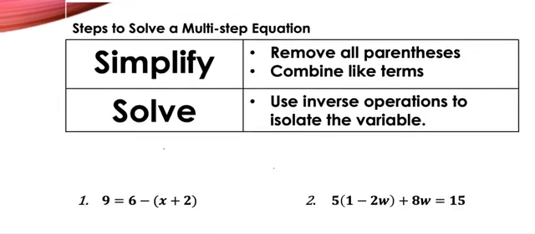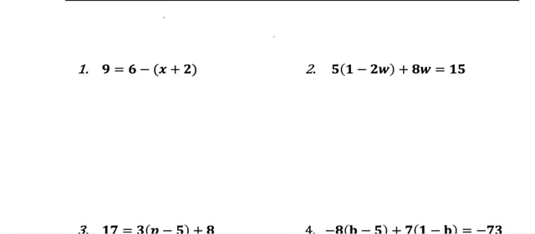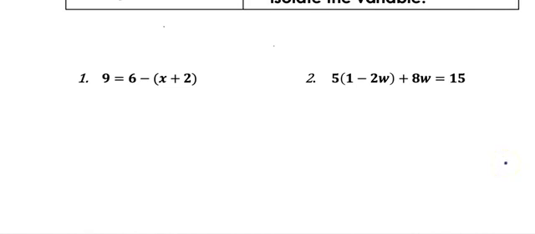So in our first problem, I have 9 equals 6 subtract the sum of x and 2. So to get started, I'm going to go ahead and put my balance. On the left, I just have a constant, so I'm not worried about the left-hand side, but on the right-hand side, I have some things happening here. The parentheses tell me that I have multiplication of something, and out front, there's this negative sign. Don't forget that that means I have a -1 out front.